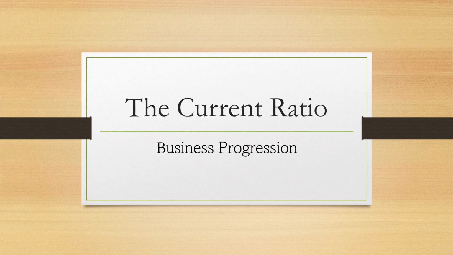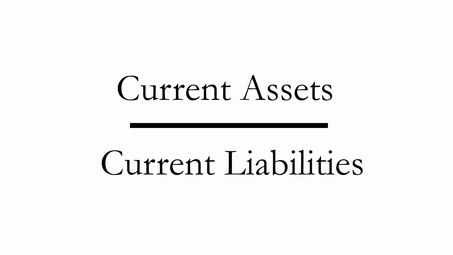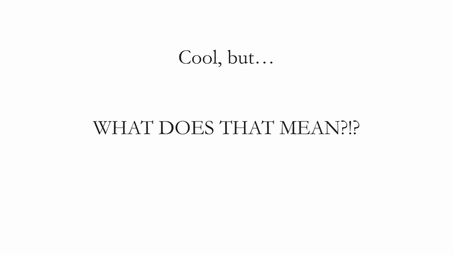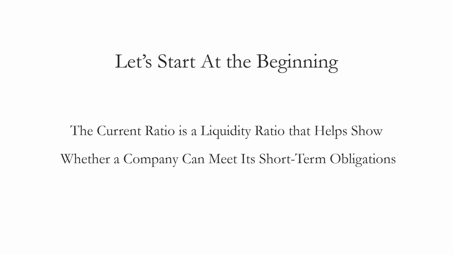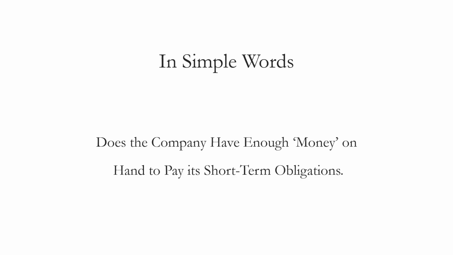What is the current ratio? The current ratio is current assets over current liabilities. Cool, but what does that actually mean? Well, let's start at the beginning. The current ratio is a liquidity ratio that helps show whether a company can meet its short-term obligations. Put simply, the current ratio shows whether a company has enough money on hand to pay its short-term obligations. Now, when I say money, I'm referring to any asset that will be used, sold, etc.